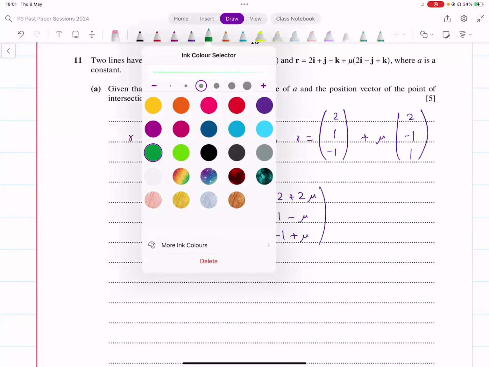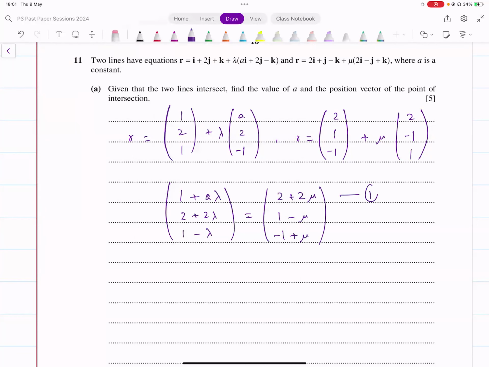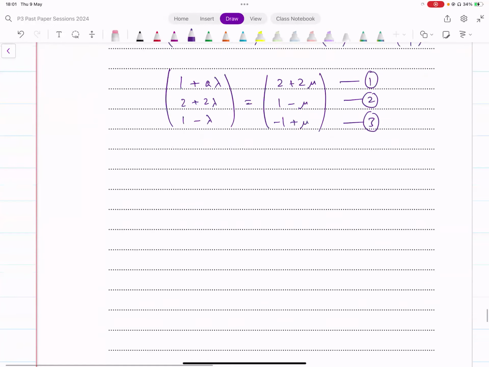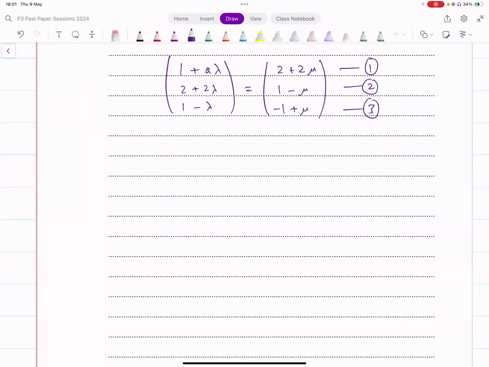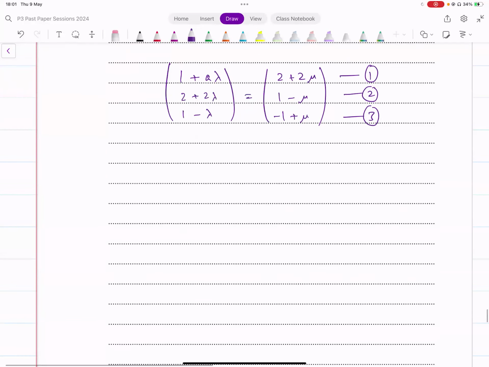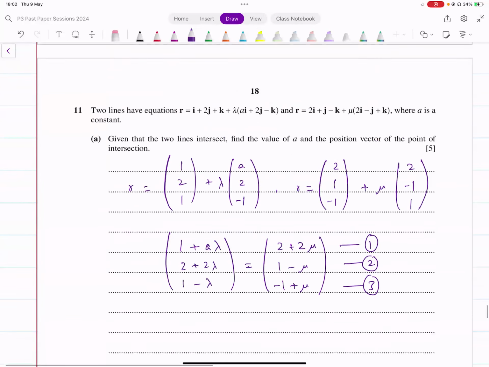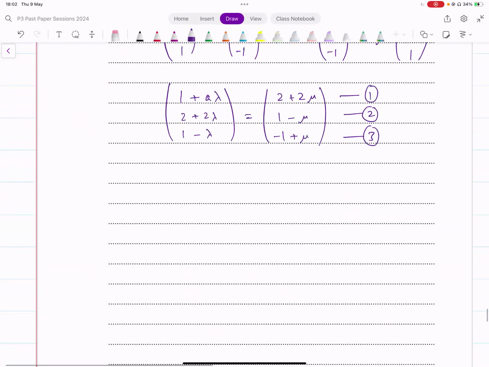This is equation number 1, equation number 2, equation number 3. Solve any two of them simultaneously. You would get the values of lambda and mu from them in terms of only A, in fact. There's only one unknown there. Yeah, in terms of A, you'll get lambda and mu.